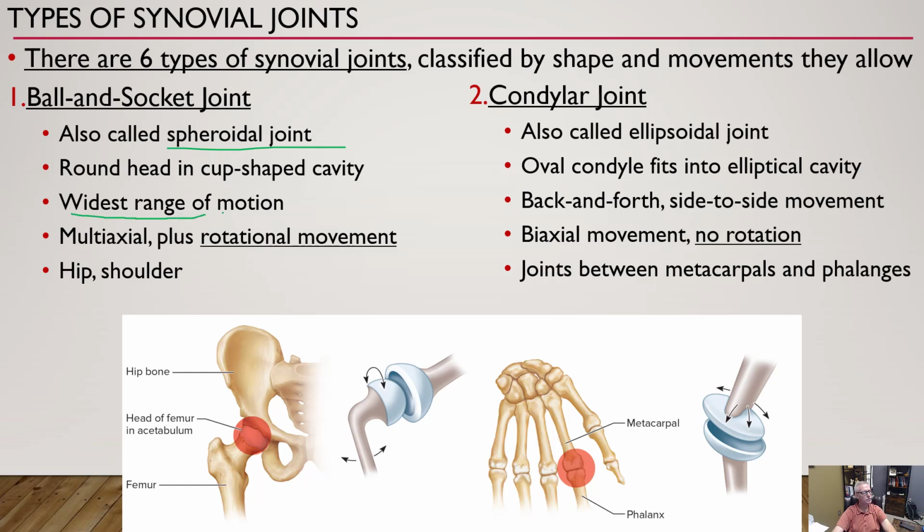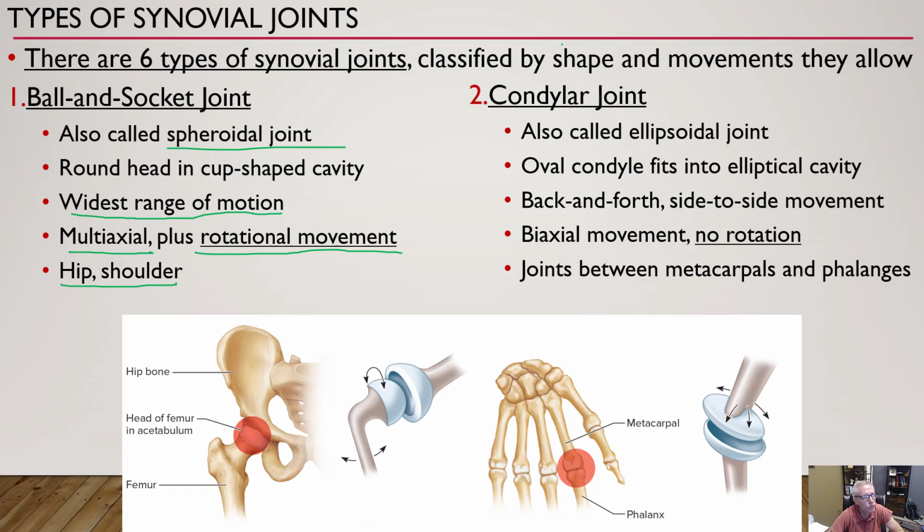It's going to produce the widest range of motion. Multi-axial, that's more three-dimensional, plus rotational. If you look at your hip and shoulder, those are going to be your 2 ball and socket joints. You can move your shoulder up and down, left and right, and you can rotate your shoulder in a circular motion. So multi-axial: one plane, two planes, three planes, in a circular motion.